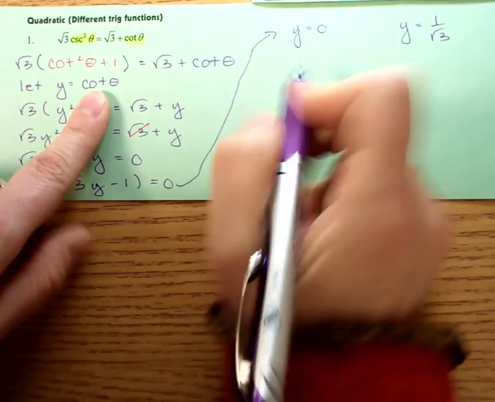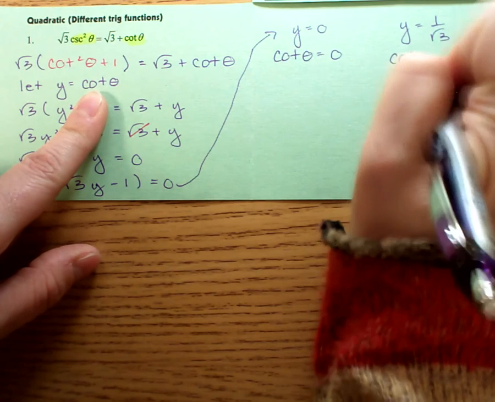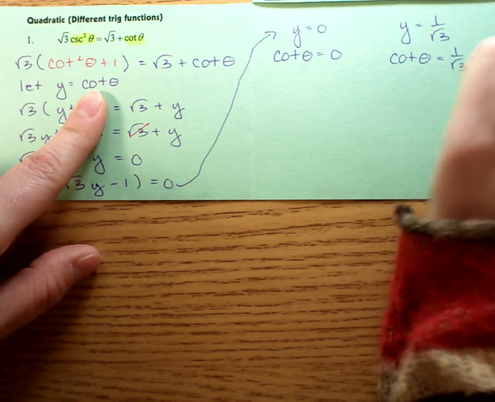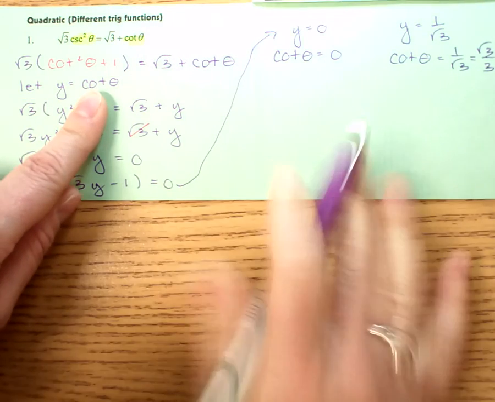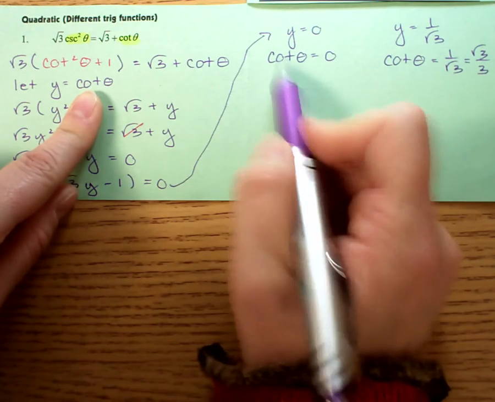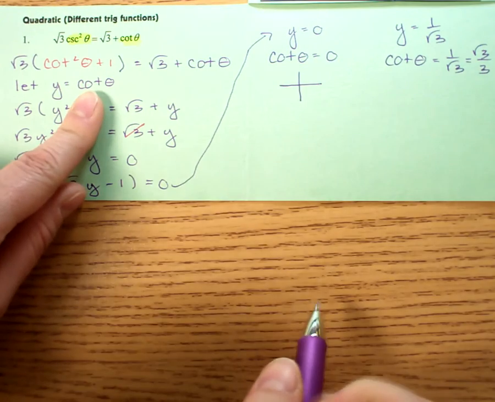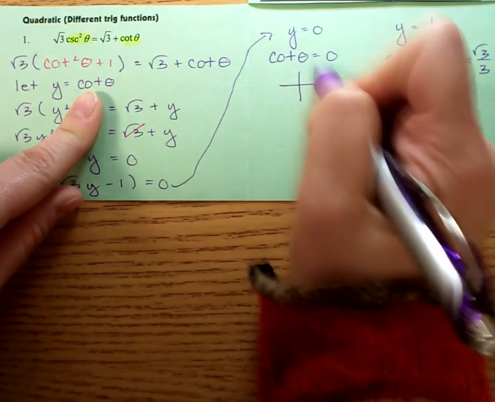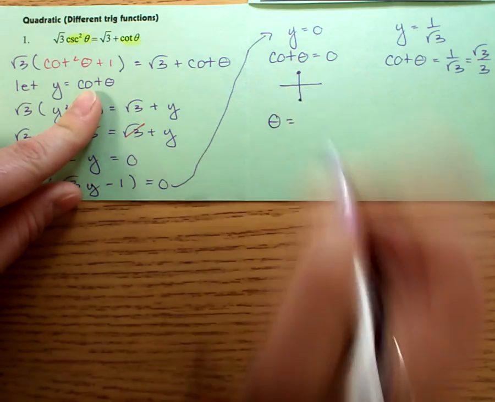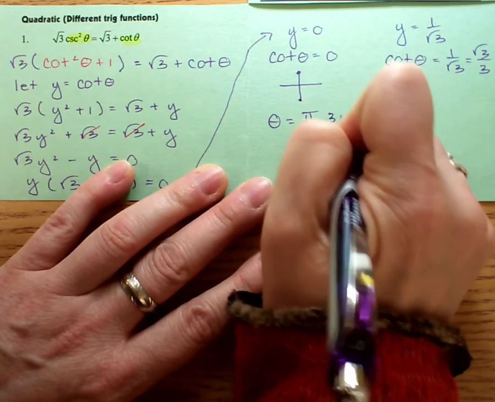Don't forget we need to back substitute, so we have cotangent theta equals 0 and cotangent theta equals 1 over radical 3. Of course, you could rationalize that if it is a little bit easier for you to picture that in your head. Either one is an acceptable way. So if I'm looking for where cotangent theta would equal 0, I'm thinking where on my unit circle would cotangent evaluate to 0, and that's going to be at the top and the bottom of my y-axis. So my theta values for this part of my equation are going to be pi over 2 and 3 pi over 2.